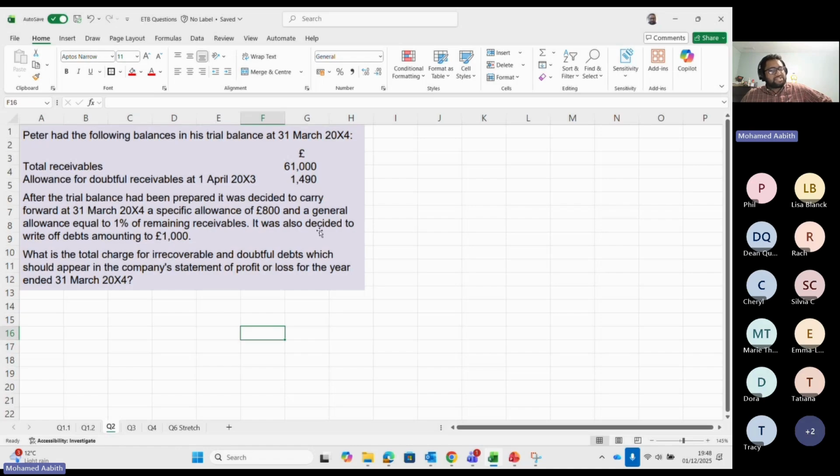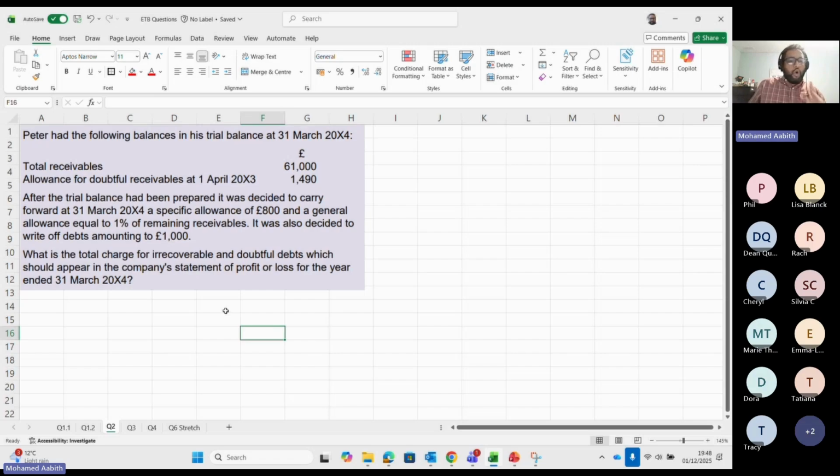It is also decided to write off £1,000 worth of debt. These are the irrecoverable debts. What is the total charge of irrecoverable debts which should appear on the statement of profit and loss, and the doubtful debt which should appear on the statement of profit and loss and the financial position? Okay, no, on profit and loss. They don't want to worry about the statement of financial position yet.